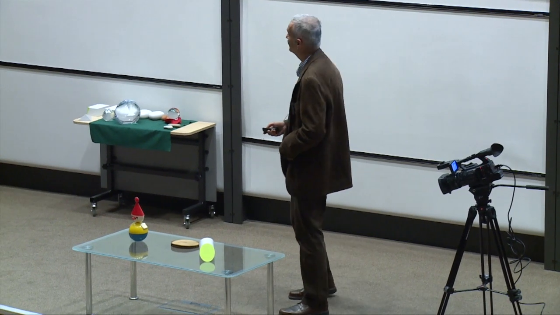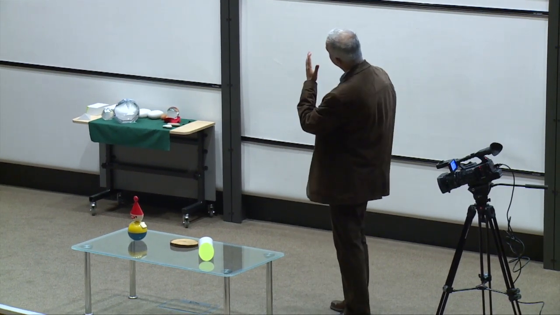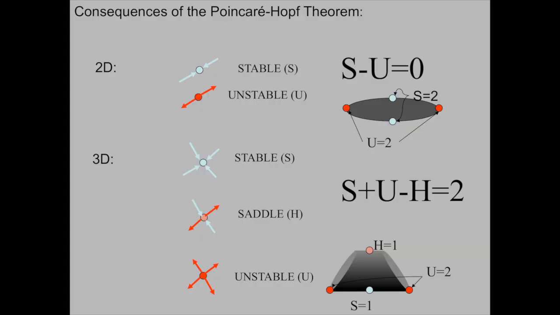So I went home and started thinking. This is the summary of what I told you until now. In the plane, we have the same number of stable and unstable points, always. So it is sufficient to characterize one object with one of these numbers, because the other number is the same.